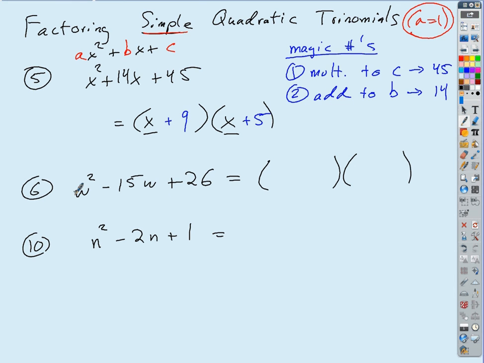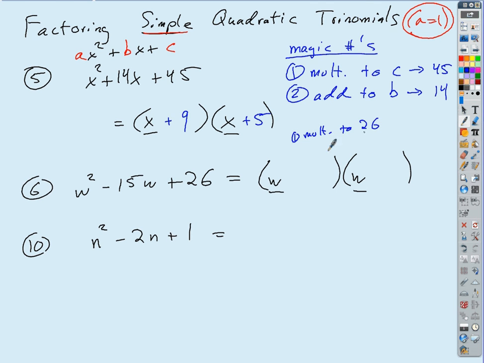Notice that because a is 1, this is a simple kind, right? We know that what has to go there and there? Well, x, but in this case it's not an x, it's a w. Same thing though, right? And then what do my magic numbers have to multiply to this time? Again, multiply to what? I want to know, what do they have to multiply to? 26.